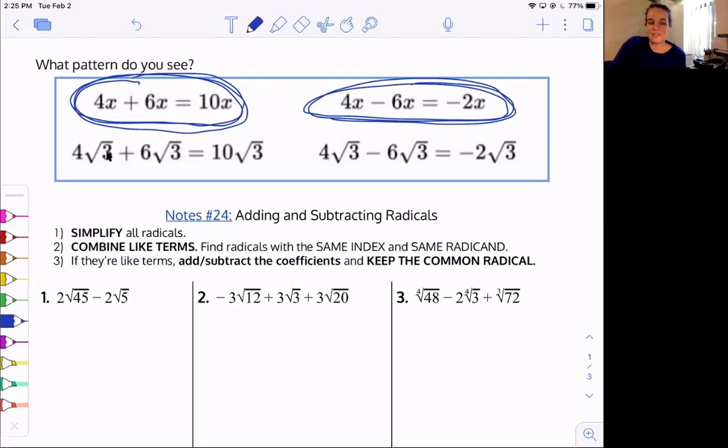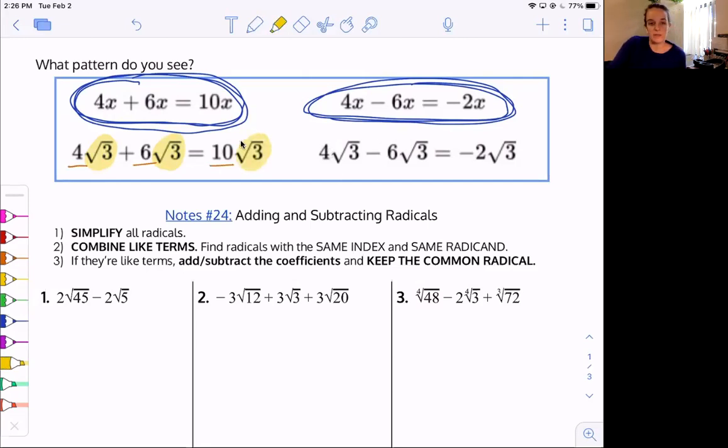The x is just like the radical. As long as the radical is the same, we can add and subtract just like normal, right? This is called combining like terms. This is also combining like terms. We just have to know that the square root of 3 and the square root of 3, then we would add 4 and 6, make 10 square root 3, right?